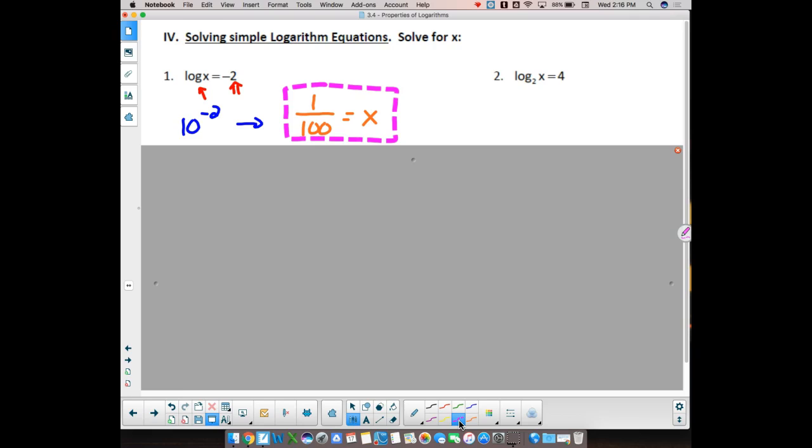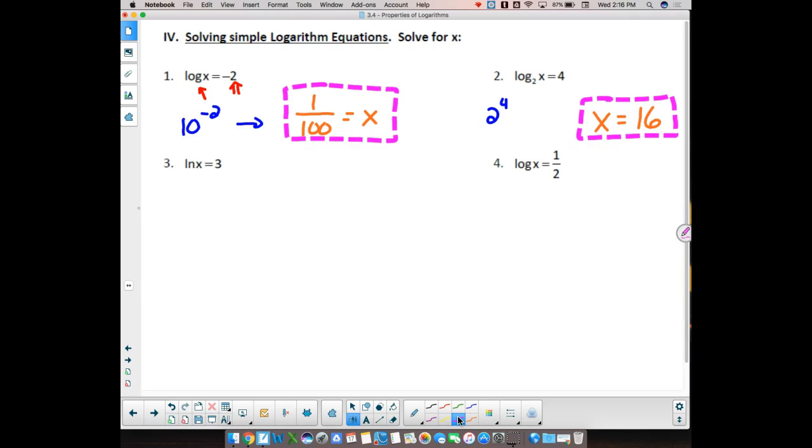In number 2, what's x? So what's x? 16. Oops. In number 3, what's x?